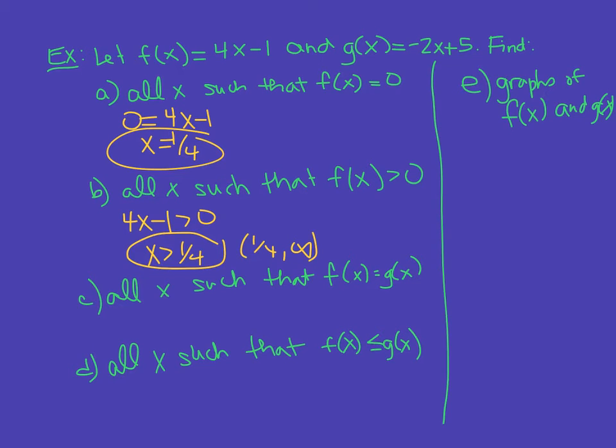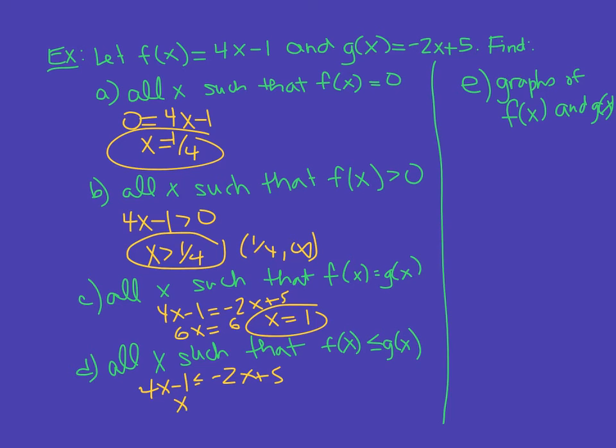For C, we're finding all x such that f of x equals g of x. Basically, you're just setting these two equations equal to each other. When you solve those out, you get 6x equals 6, which gives you x equals 1. That one's really nice. For letter D, we are doing almost the same thing. We're finding all x such that f of x is less than or equal to g of x. We just solve this inequality. The only difference between this one and the previous one is that you get x is less than or equal to 1. The final thing I asked you to do was find the graphs of those two.